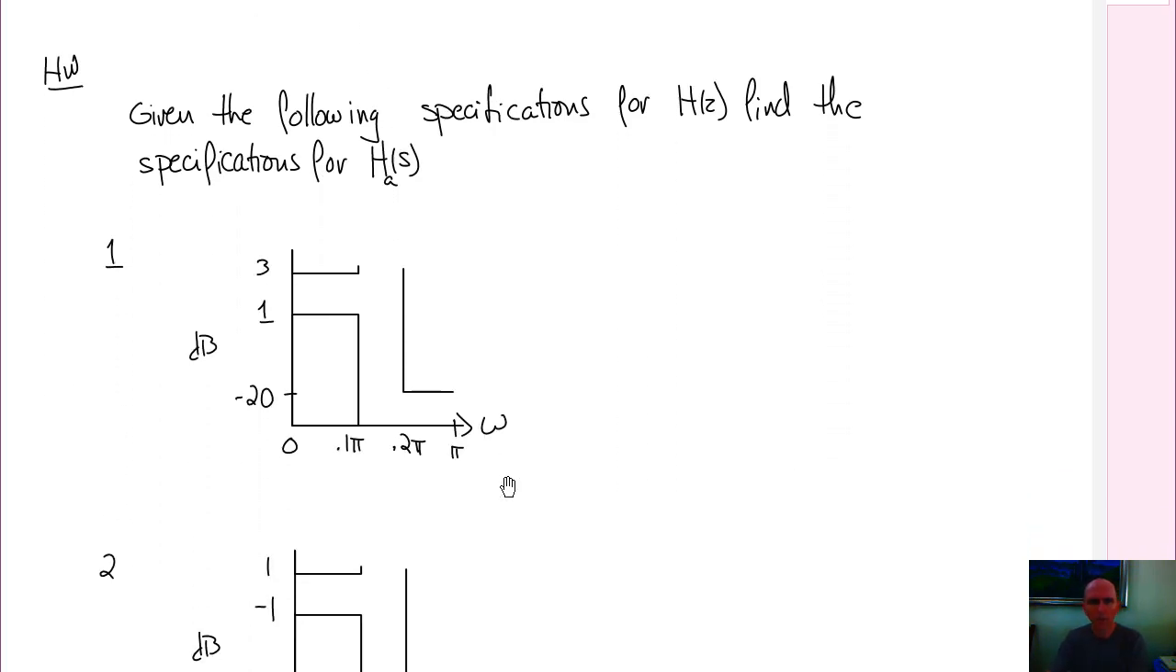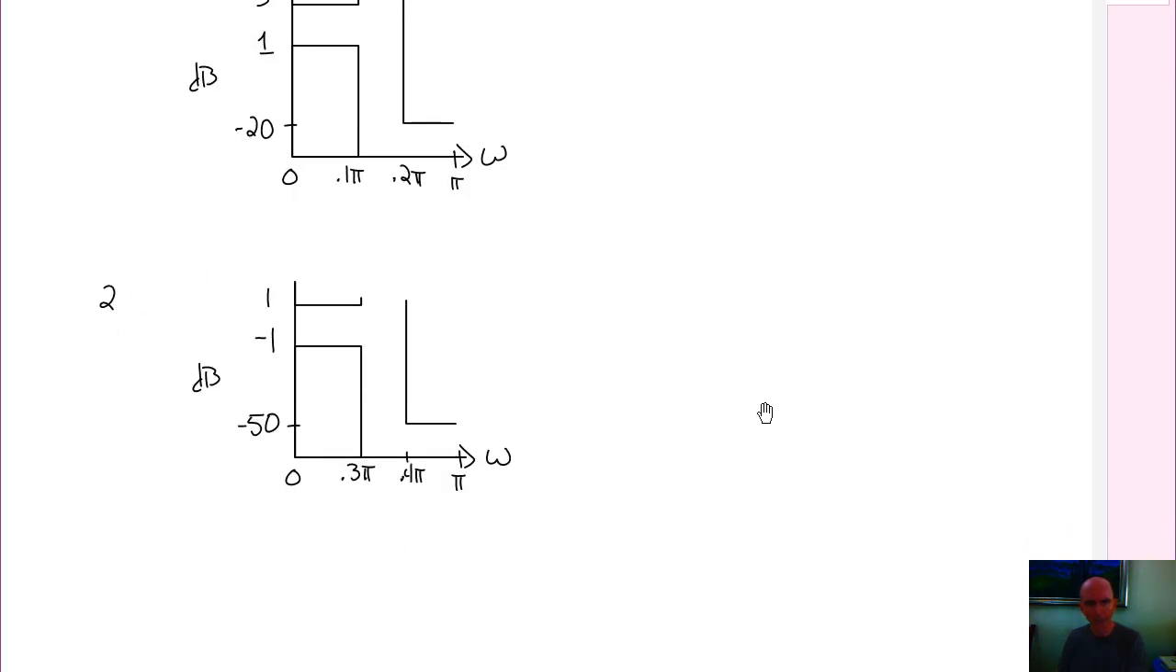I want you to do this. Given these specifications for H of z, find the specifications for H a of s. And I want you to do that for these specifications and for these specifications. Do the pre-warping.